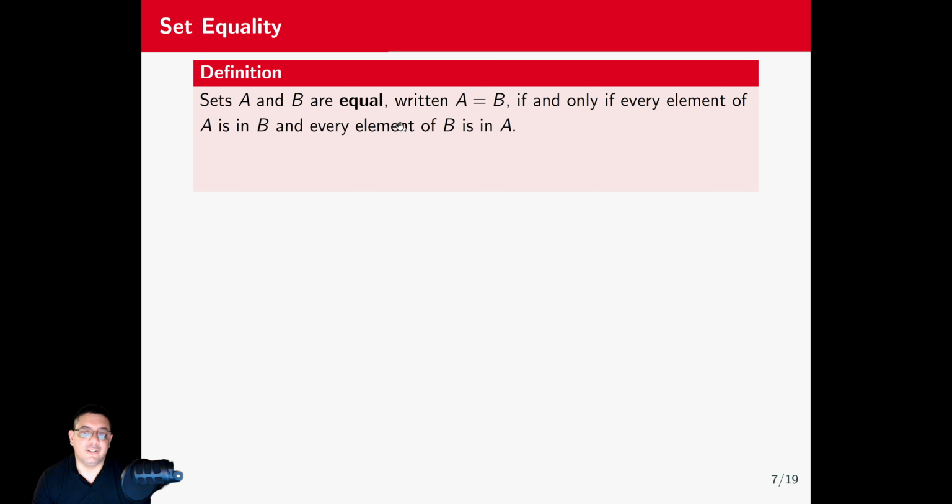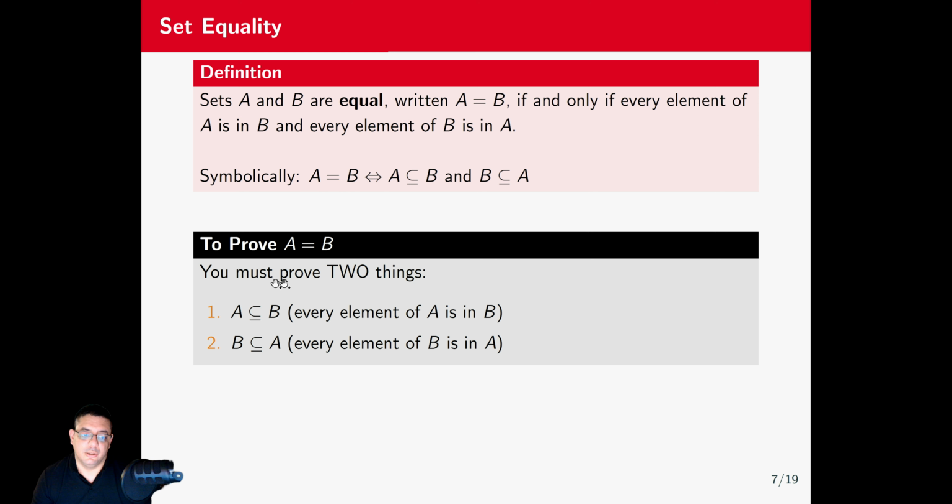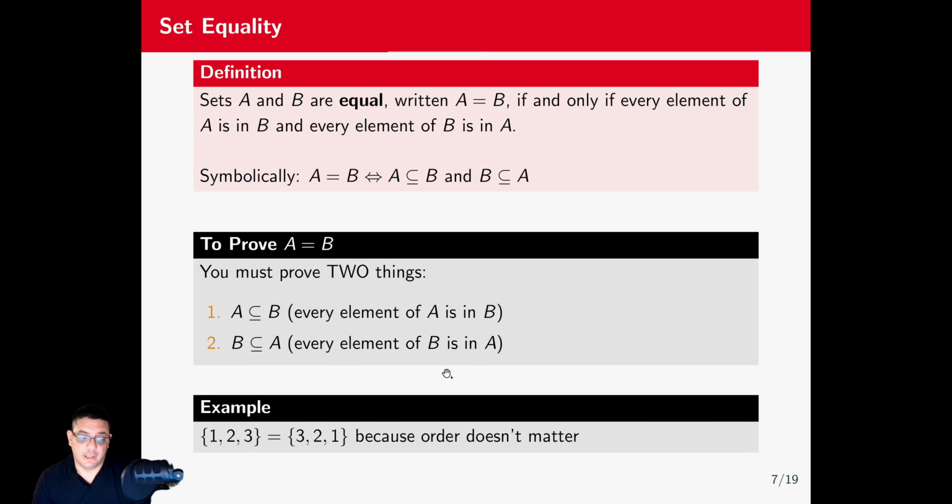Now, two sets are equal if and only if every element of A is in B and every element of B is in A. Symbolically, A equals B if A is a subset of B and B is a subset of A. Now, to prove that A equals B, you need to prove both of these directions. So you need to prove A is a subset of B, so every element of A is in B, and you must prove that every element of B is in A. An example here will be the set {1, 2, 3} and the set {3, 2, 1}, because the order doesn't matter, they have the same elements.